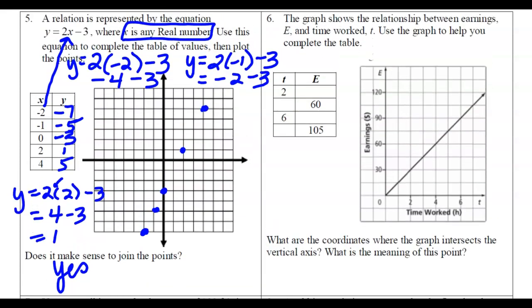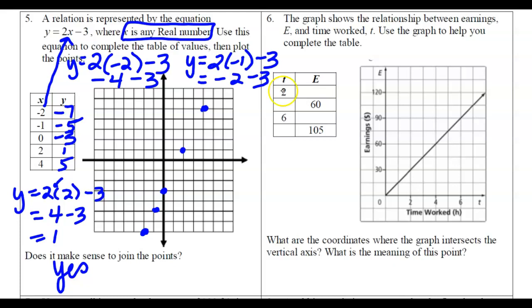All right, so now we'll get into some applications. So these are relations that actually have an application. It says the graph shows the relationship between earnings E and time worked T. Use the graph to help you complete the table. Okay, so we don't have an equation, but we have the graph. So we've had ordered pairs, table of values, equation, and now a graph, just like I listed in the beginning.